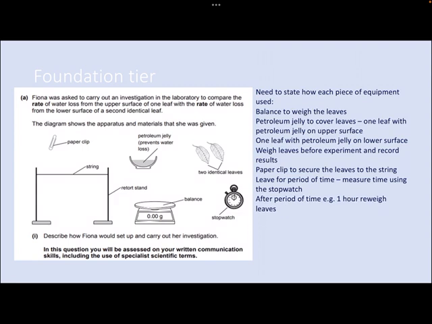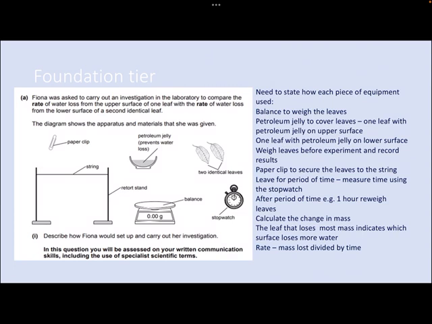And then after a period of time, for example an hour, you would reweigh the leaves and calculate the change in mass, and then you can work out the rate by the mass lost, the change in mass divided by the time. The leaf that loses the most mass would indicate the surface that loses more water. So in this investigation, if you were comparing the rate of water loss from the upper surface of the leaf to the lower surface, you would expect the lower surface to lose more water because it has more stomata.